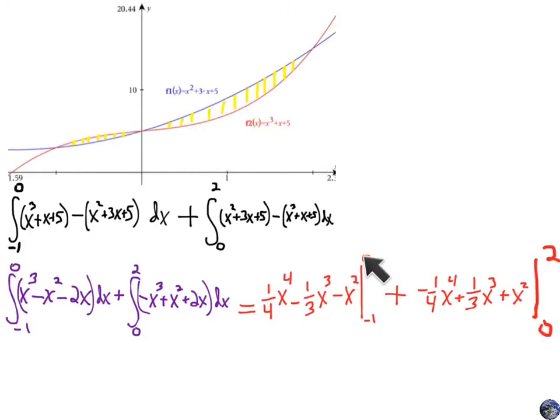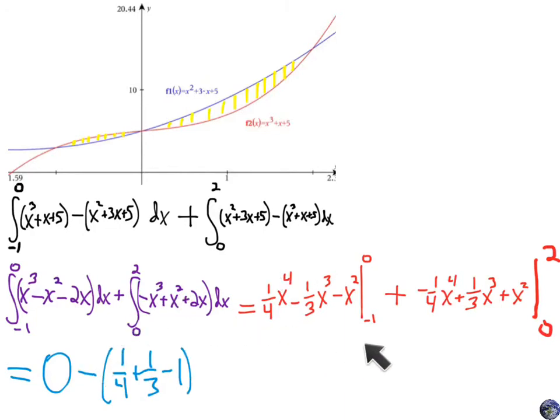So using our stick notation, that means first we stick in the top, then subtract what we get when we stick in the bottom. Well, just by inspection we can see that if we plug in 0 in here, this whole thing is going to come out to be 0. And then we have to subtract what we get when we plug in a negative 1.